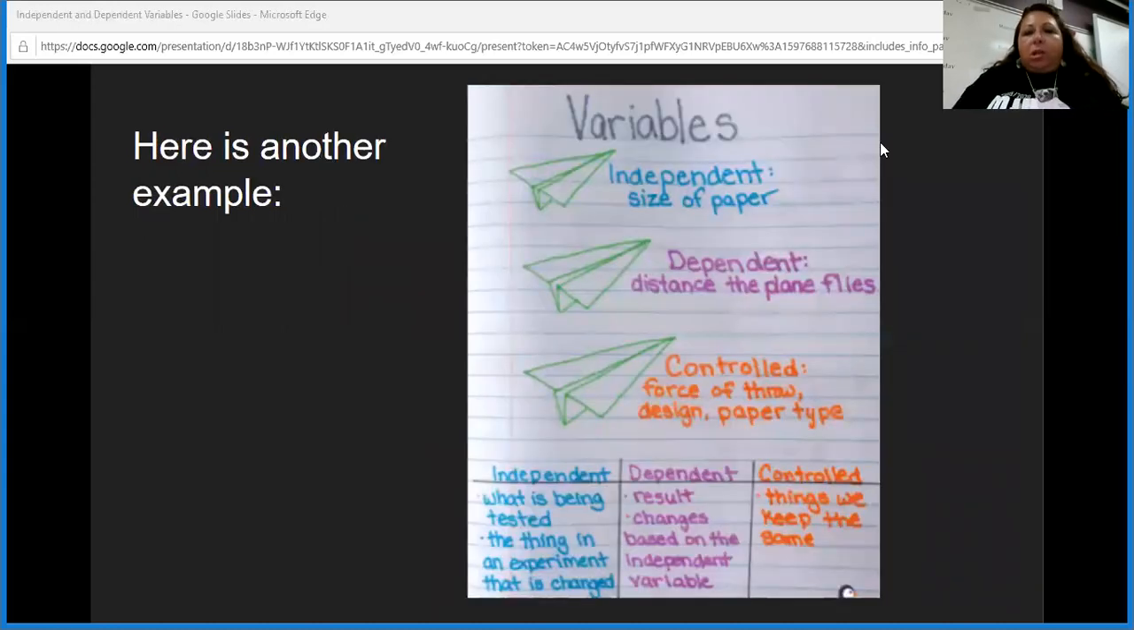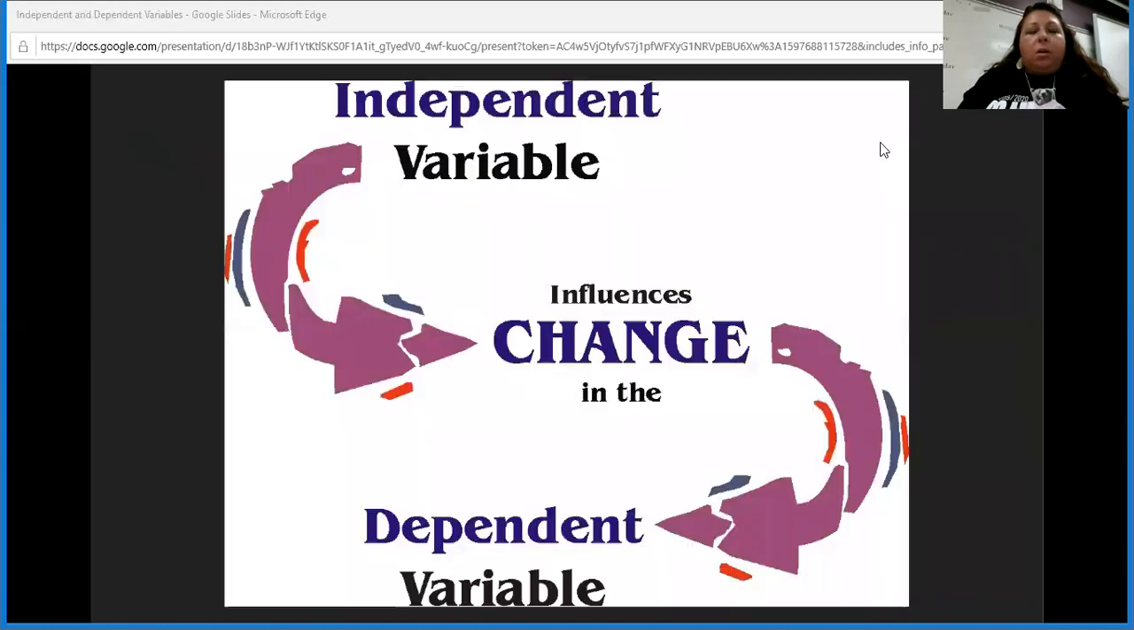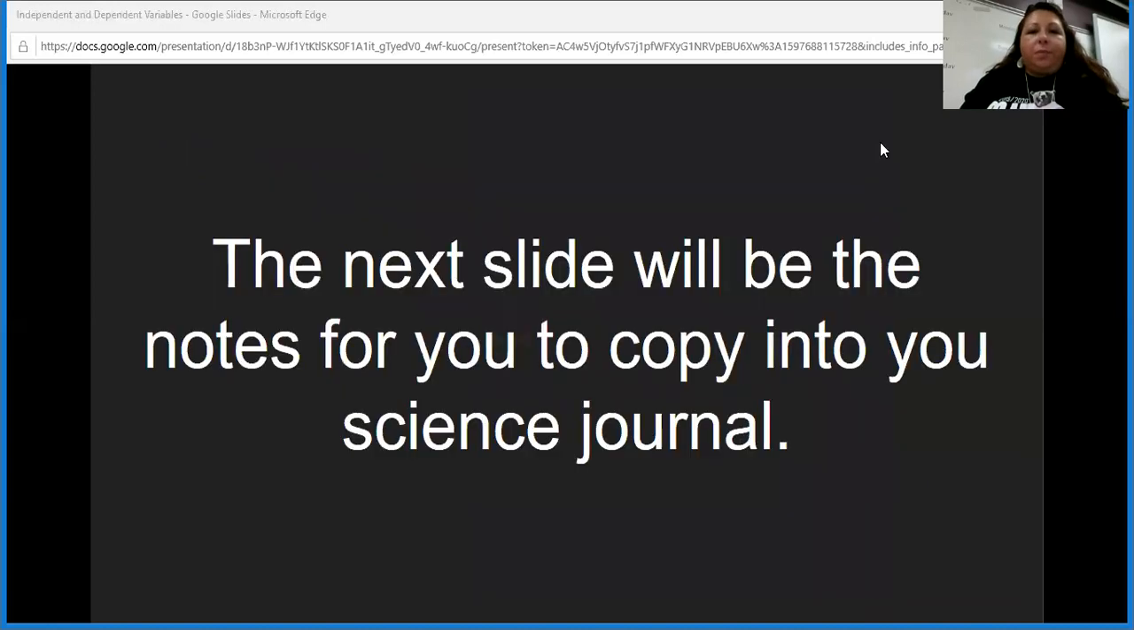Here's another example, and you guys are going to do a paper airplane lab in a couple days, so that's why I stuck this one in here. Paper size, so you can change the size of the paper. You might also change the shape of the paper airplane or the type of the paper you're using. But I did put this one in here as an example for that experiment coming up. Again, with plants and water. So independent, how much water you use. Dependent, how much did it grow. So always please remember the independent changes the dependent.